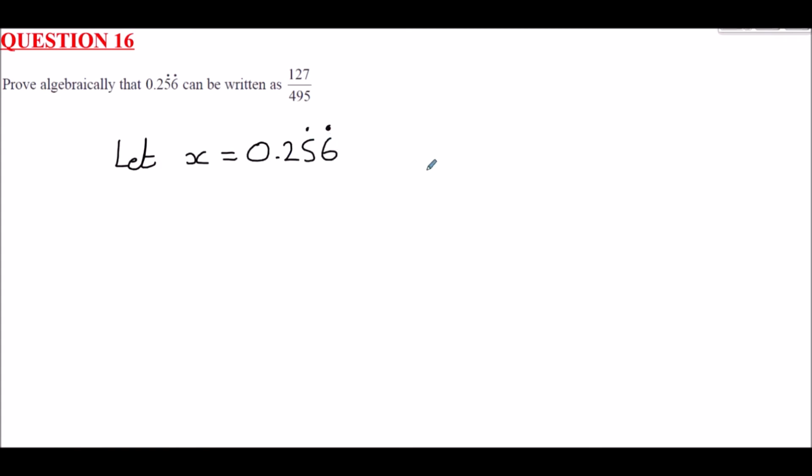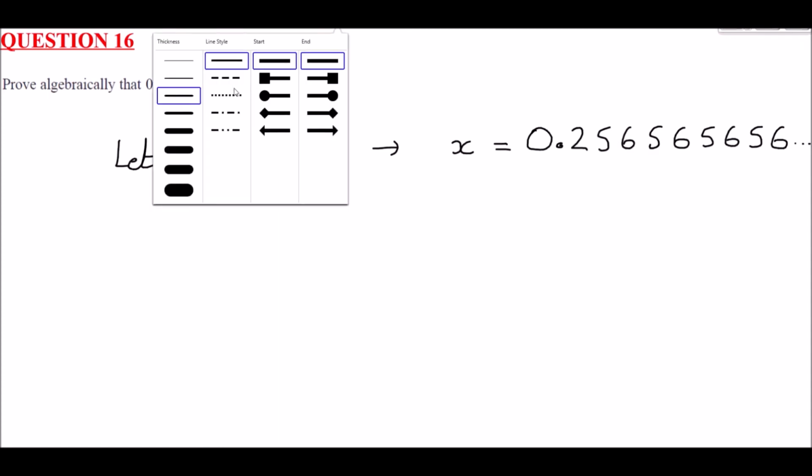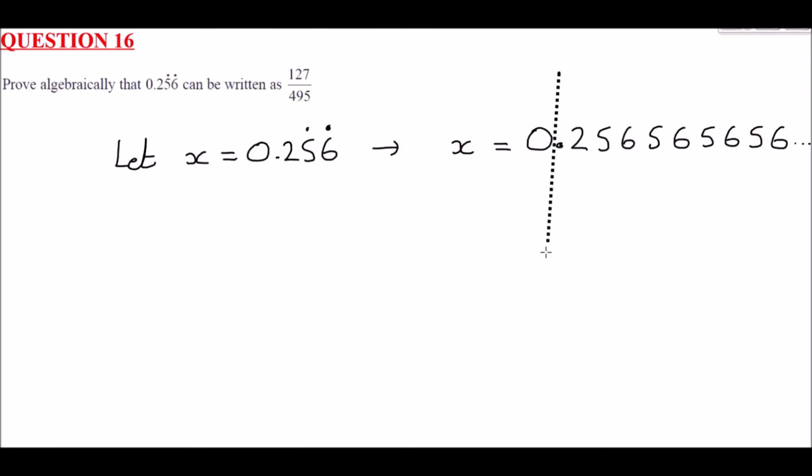0.256. It's helpful, I believe, to write out this repeating block a few times so we can get the pattern in our heads clearly. So x equals 0.256565656 on and on and on to infinity. Now, alternatively, this is an option. I'm going to do this in terms of blocks so we can see clearly how the numbers line up.